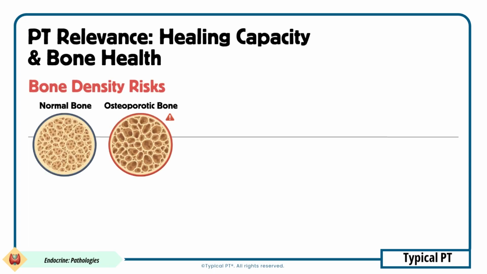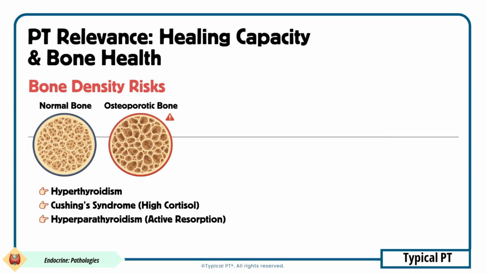Several conditions raise the risk of osteoporosis. Hyperthyroidism increases bone turnover. Cushing's syndrome causes bone loss due to excess cortisol. Hyperparathyroidism pulls calcium from bone through active resorption. Menopause also increases fracture risk because estrogen's protective effect on bone is lost.